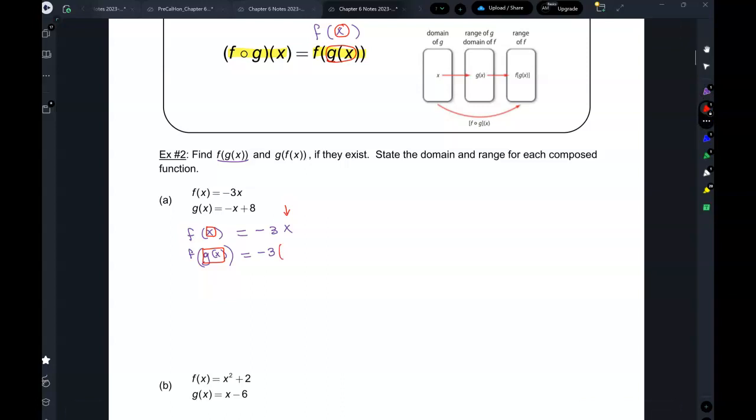What is g of x in this problem? Negative x plus 8. And now this is f of g of x. You see that? All the x's got switched out for g of x's. This x went away; in its place, I switched it out with g of x. Are we allowed to distribute that? Now you have to distribute this. Okay. Distribute, so f of g of x is equal to 3x minus 24.